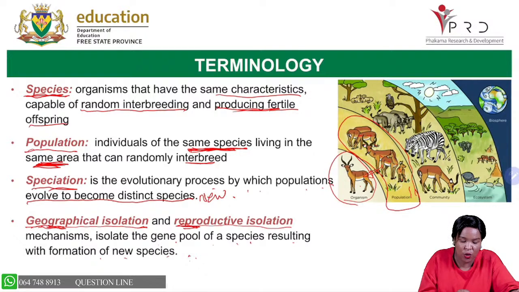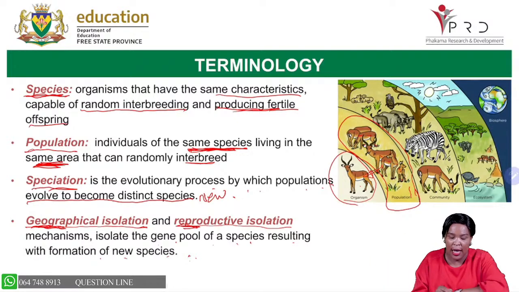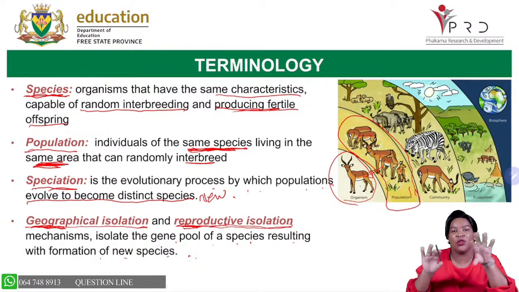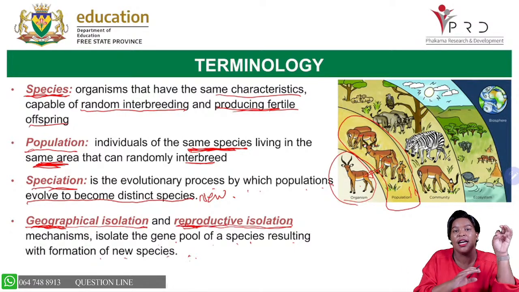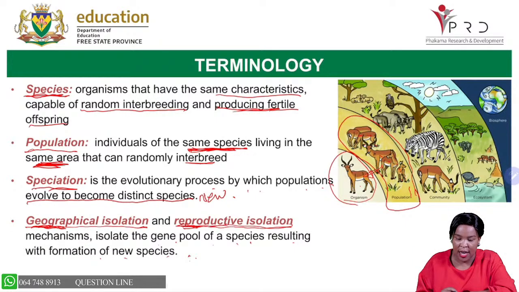So these are mechanisms to isolate the gene pool of the species, resulting with the formation of new species. So that will be your geographical barrier, isolating these organisms from being able to interbreed and produce a new gene pool. Then reproductive isolation is that when you now have new species, still they are isolated because of certain number of things that make them not to be able to interbreed. Then we will look at those at a later stage. Then what is speciation? You will also be expected to define speciation using an example. They can give you an example and ask you, how do you think these organisms came about using speciation theory?